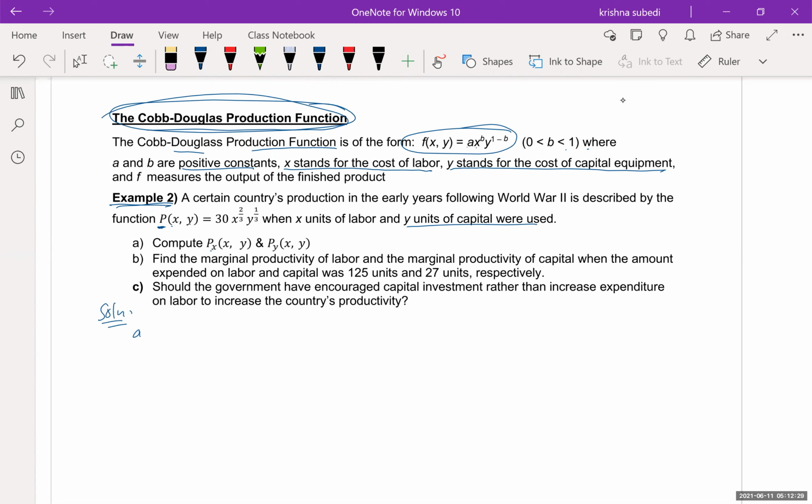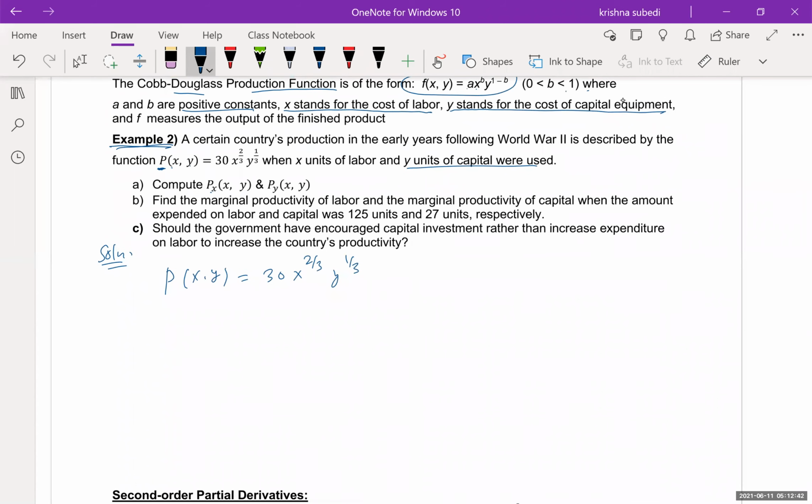I want to copy the question first, the function. The function is P of x, y equals 30 x raised to power 2 over 3, y raised to power 1 over 3. In part A, we want to find P sub x of x, y, which means we want to find the partial derivative with respect to x. And you know how to find that, right? Let's try.